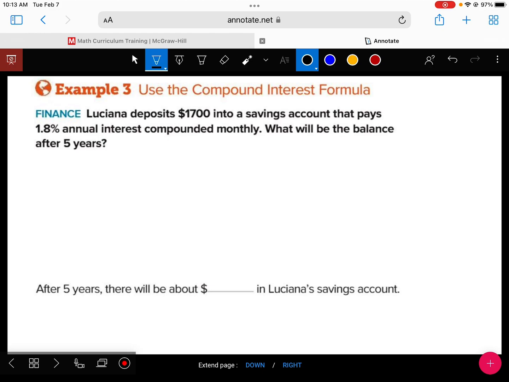I'm on that very last page in the 7-2 notes packet. Does anybody need an extra copy?